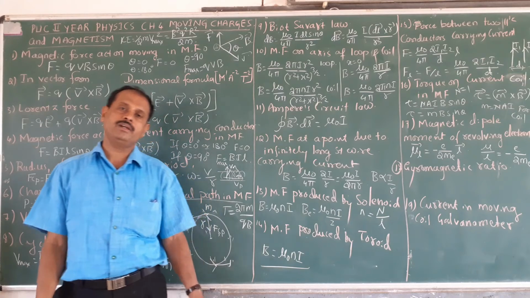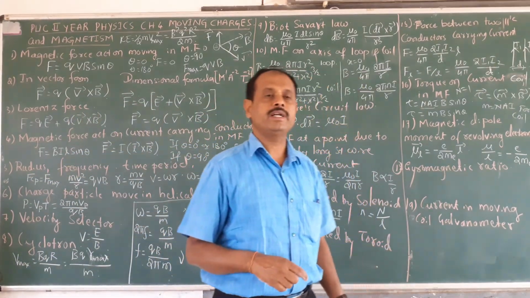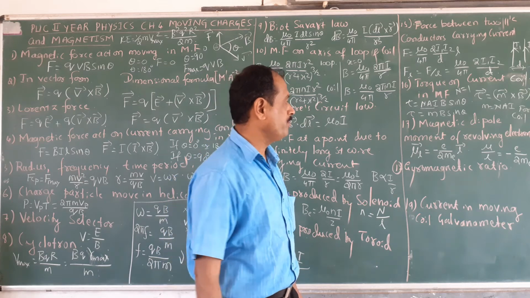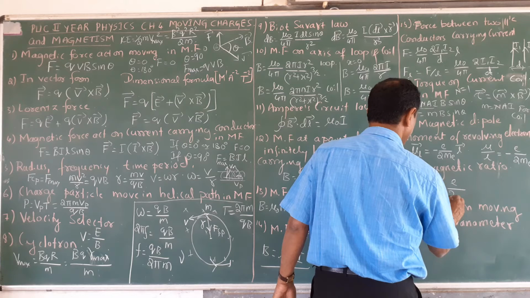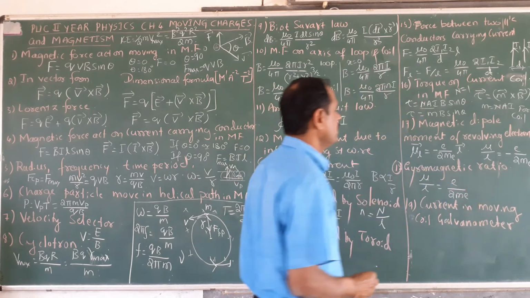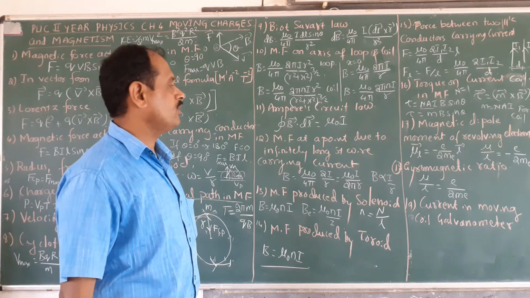The magnetic dipole moment of a moving charge per unit angular momentum is called the gyromagnetic ratio. This is called the gyromagnetic ratio.